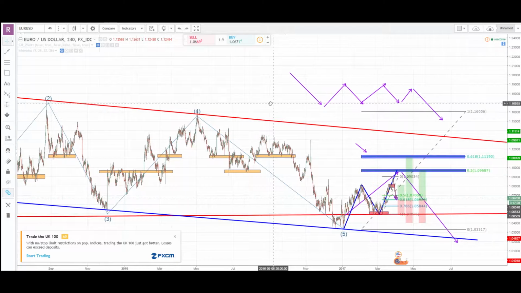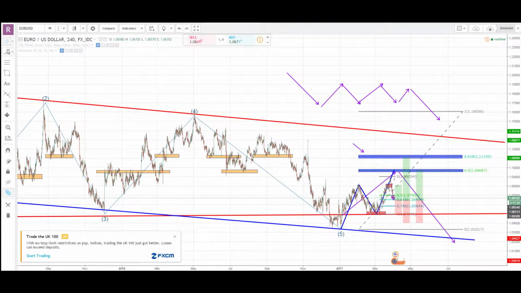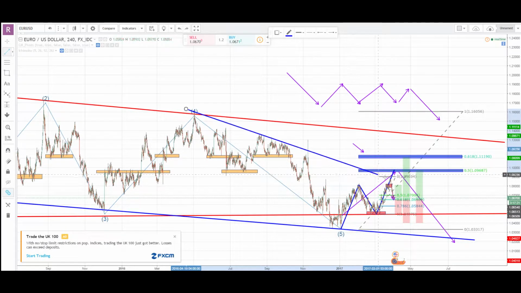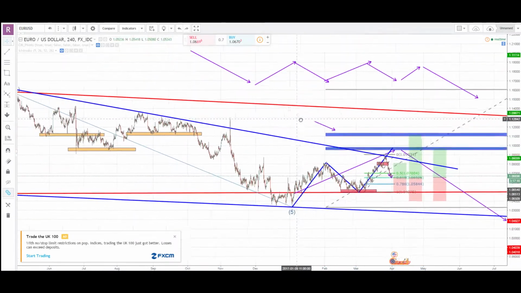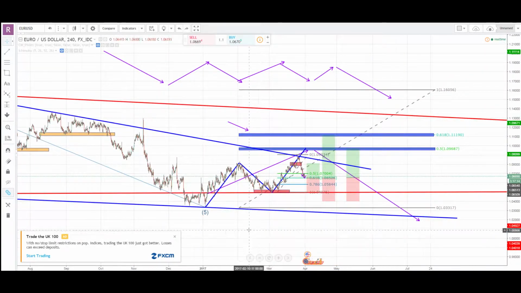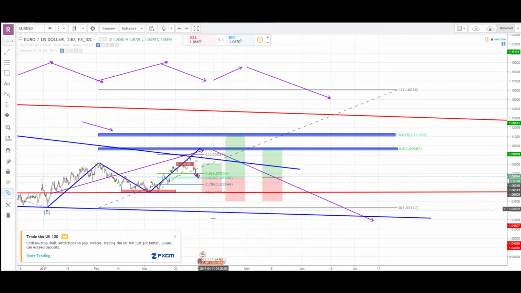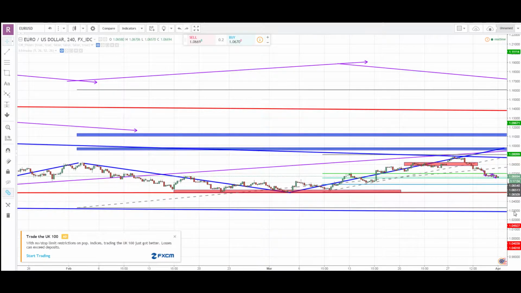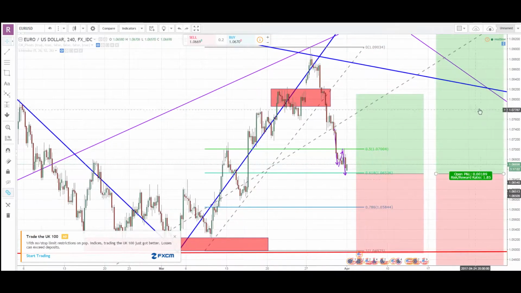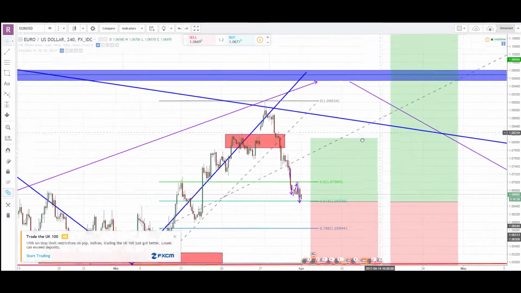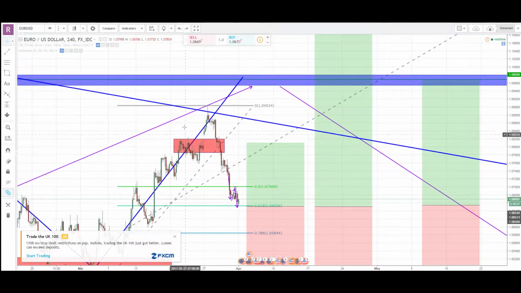Also I want to add something. I found this before. This blue line, why is it good, why is it bad? Why is it good? Because it creates a new channel which price perfectly replicates. The price touched the channel and it went down.